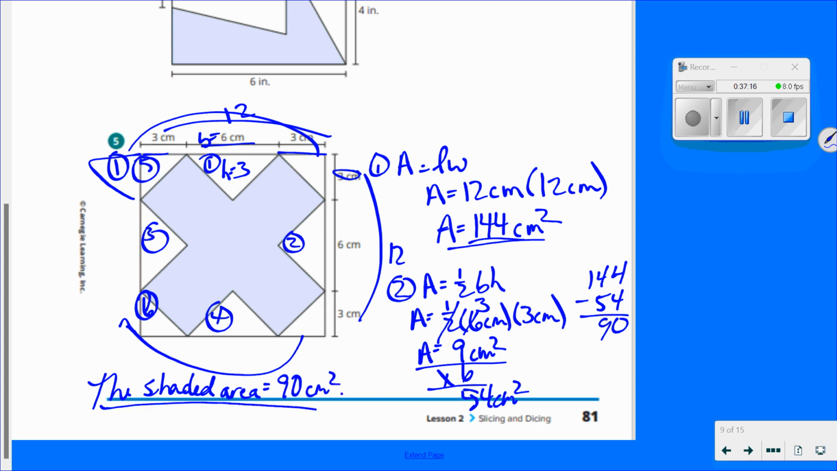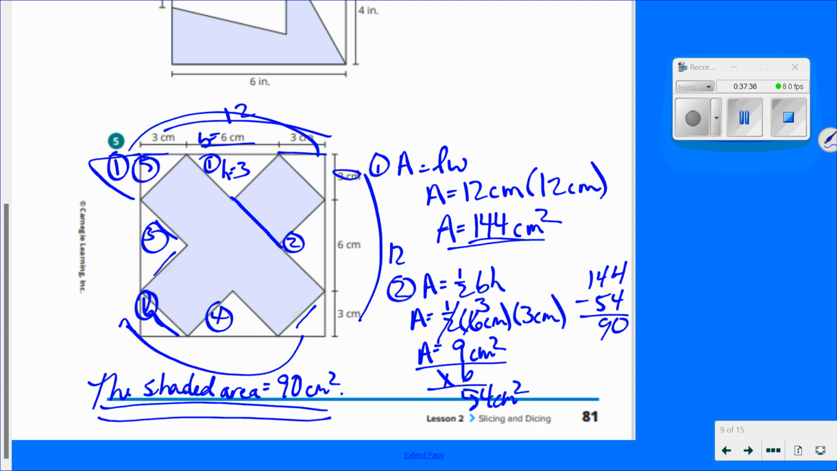Unfortunately, you really don't have any other way to do this one, because I don't have a formula for this type of shape, and I can't really get measurements for these. They did not give me any of these diagonal ones. If they'd have given me those, I could break it up into shapes or rectangles, but without those, this is really the only way to solve this type of problem.